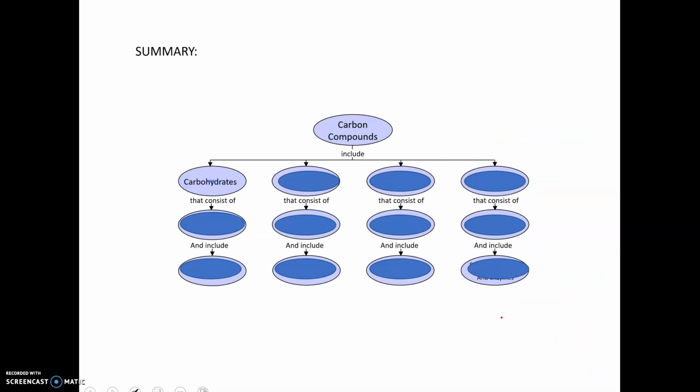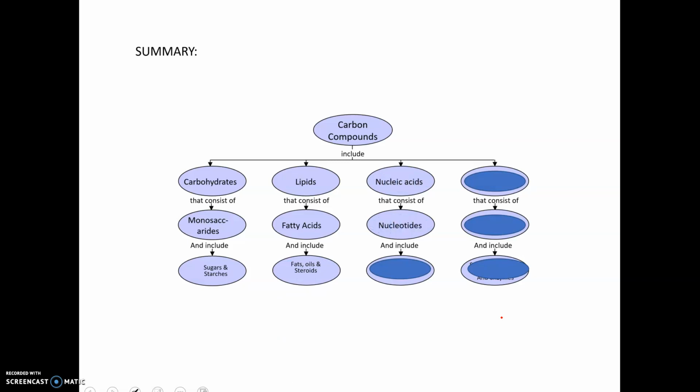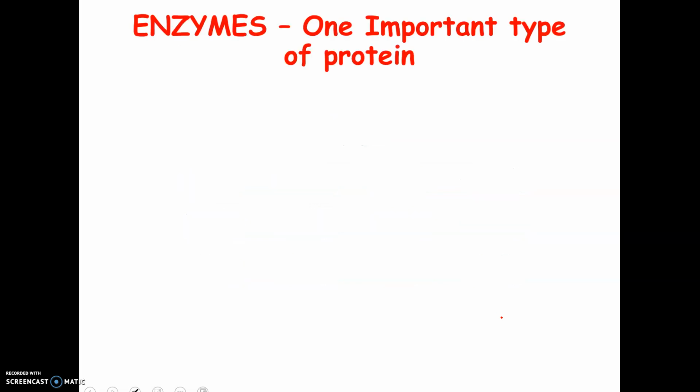So in summary, we've got carbohydrates. Their building blocks were monosaccharides, and they include sugars and starches. Then we've got lipids. Their building blocks were called fatty acids, and they include fats, oils, and steroids. We've got nucleic acids. Their building blocks were called nucleotides, and they include DNA and RNA. And then we've got proteins. Their building blocks are amino acids, and they include proteins, hormones, and enzymes. So that's sort of an overview of everything that we've talked about in this lecture.